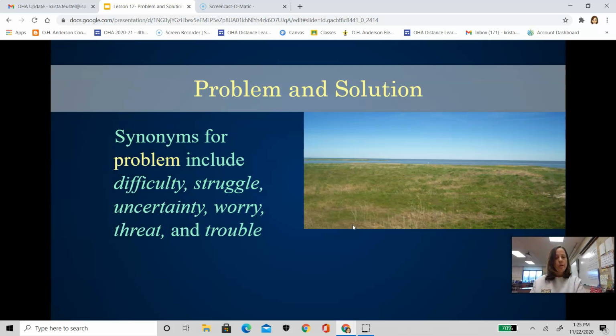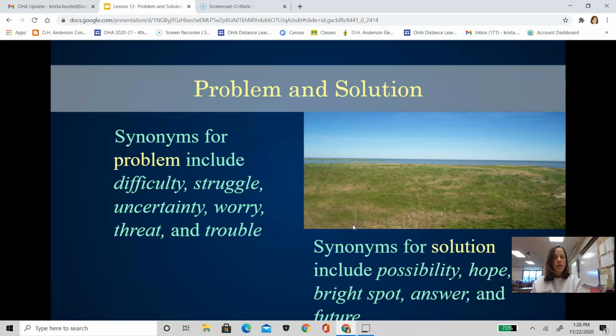Sometimes they'll use synonyms for problem, which might include difficulty, struggle, uncertainty, worry, threat, and trouble. And sometimes you'll find synonyms for solution, and that might include possibility, hope, bright spot, answer, and future.